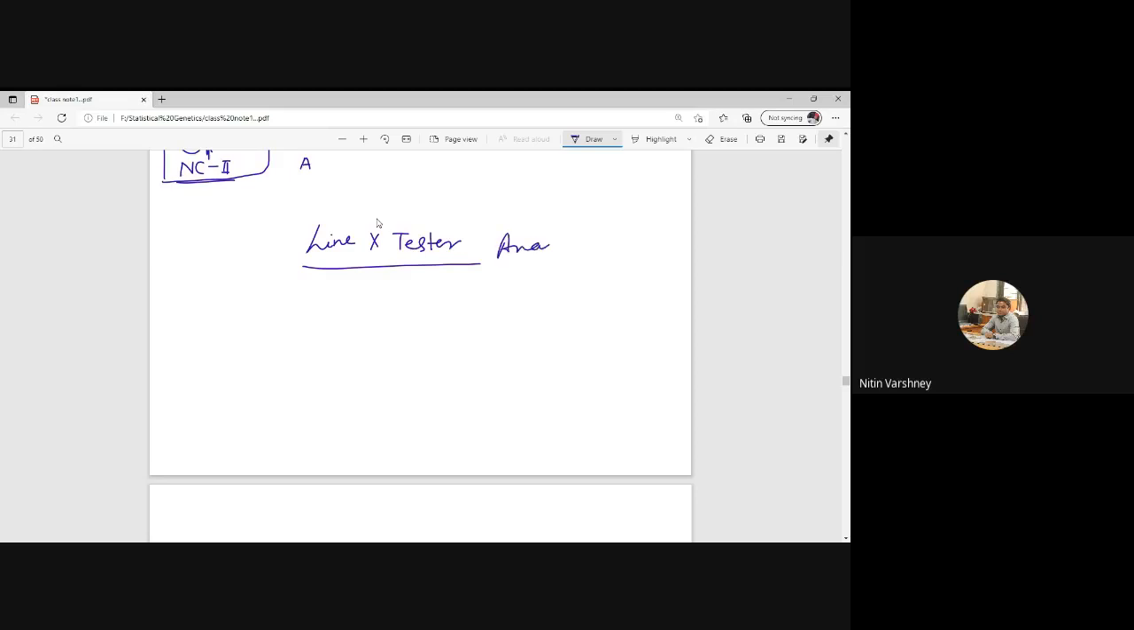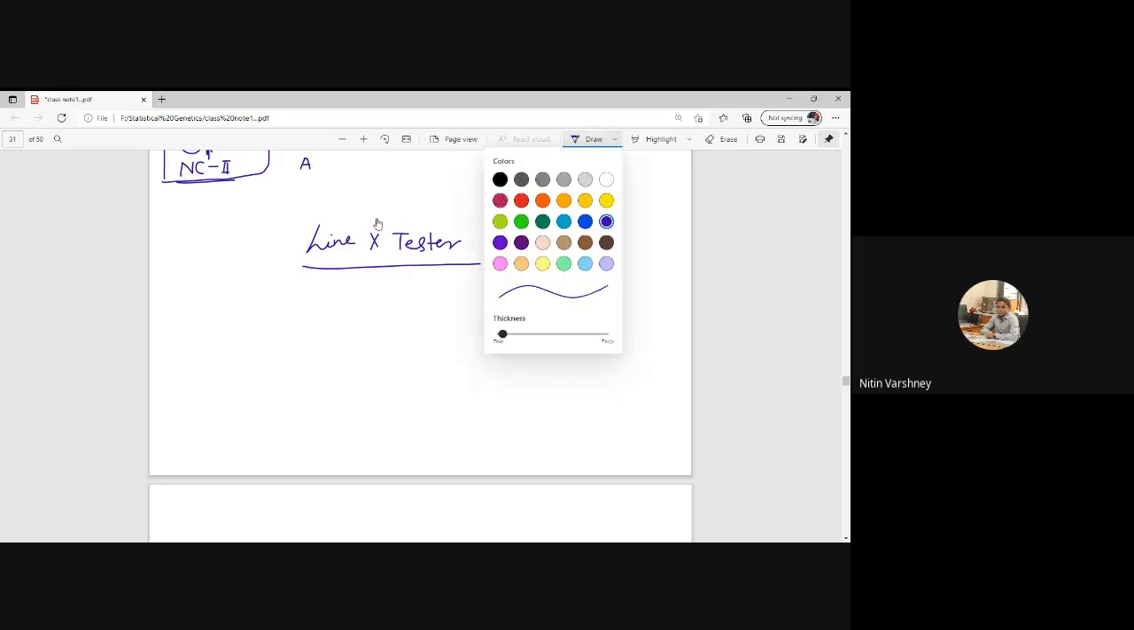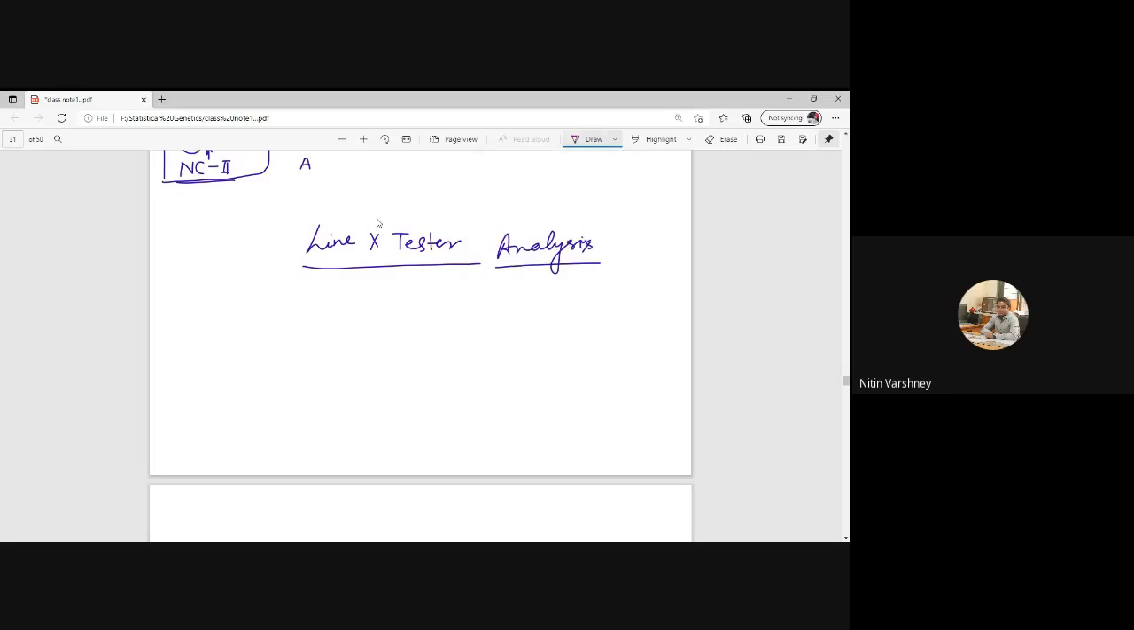Does anyone know? What is line into tester analysis? A simple question they will ask in the exam: in line into tester analysis, what is male and what is female? In line into tester analysis, what is male? This is an advanced topic of statistical genetics.